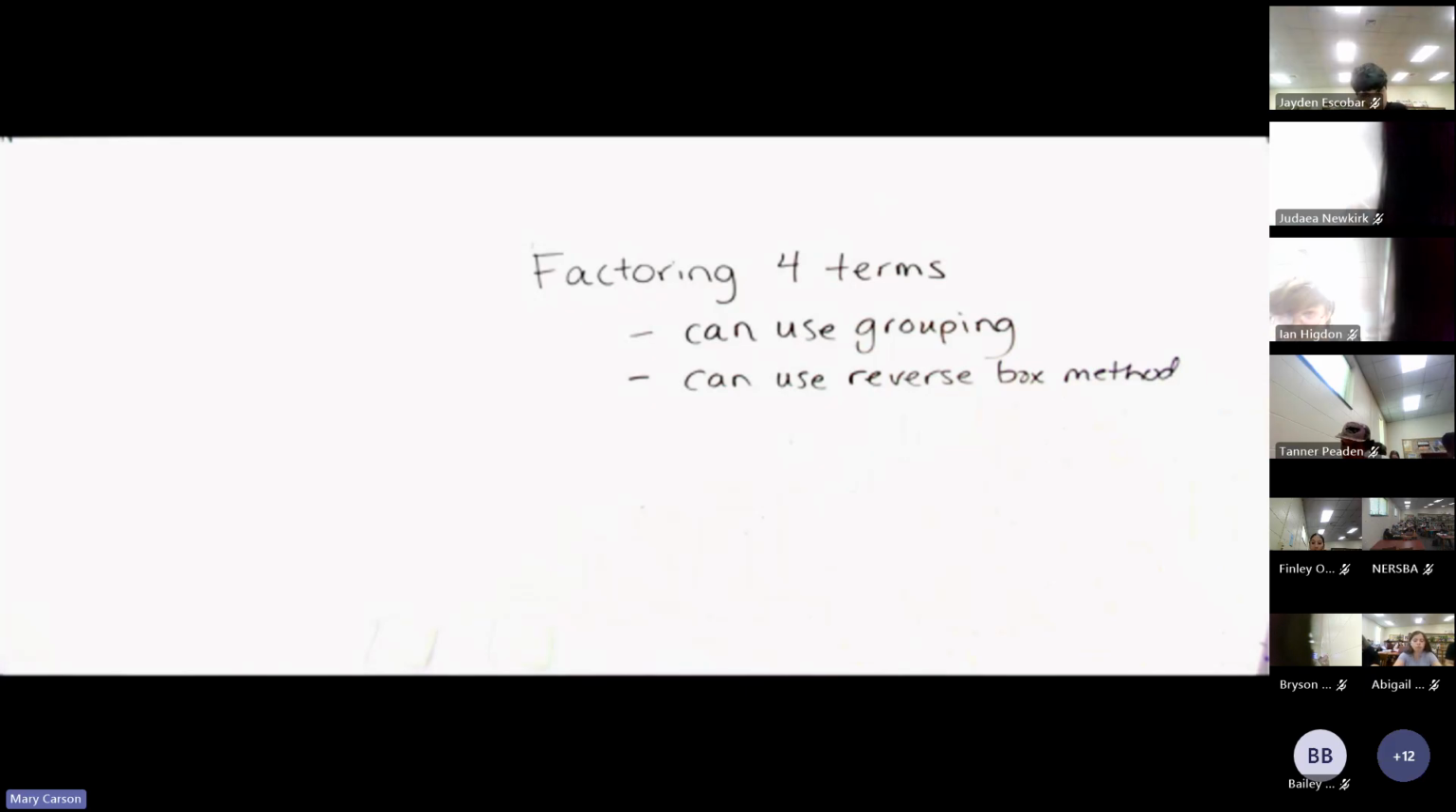I'm just curious. Do you guys know when I say reverse box, you put them inside the box versus on the outside? And then grouping, we're going to group. So we'll show you both. Grouping, Emily said grouping. Or you guys just don't know what I'm talking about.